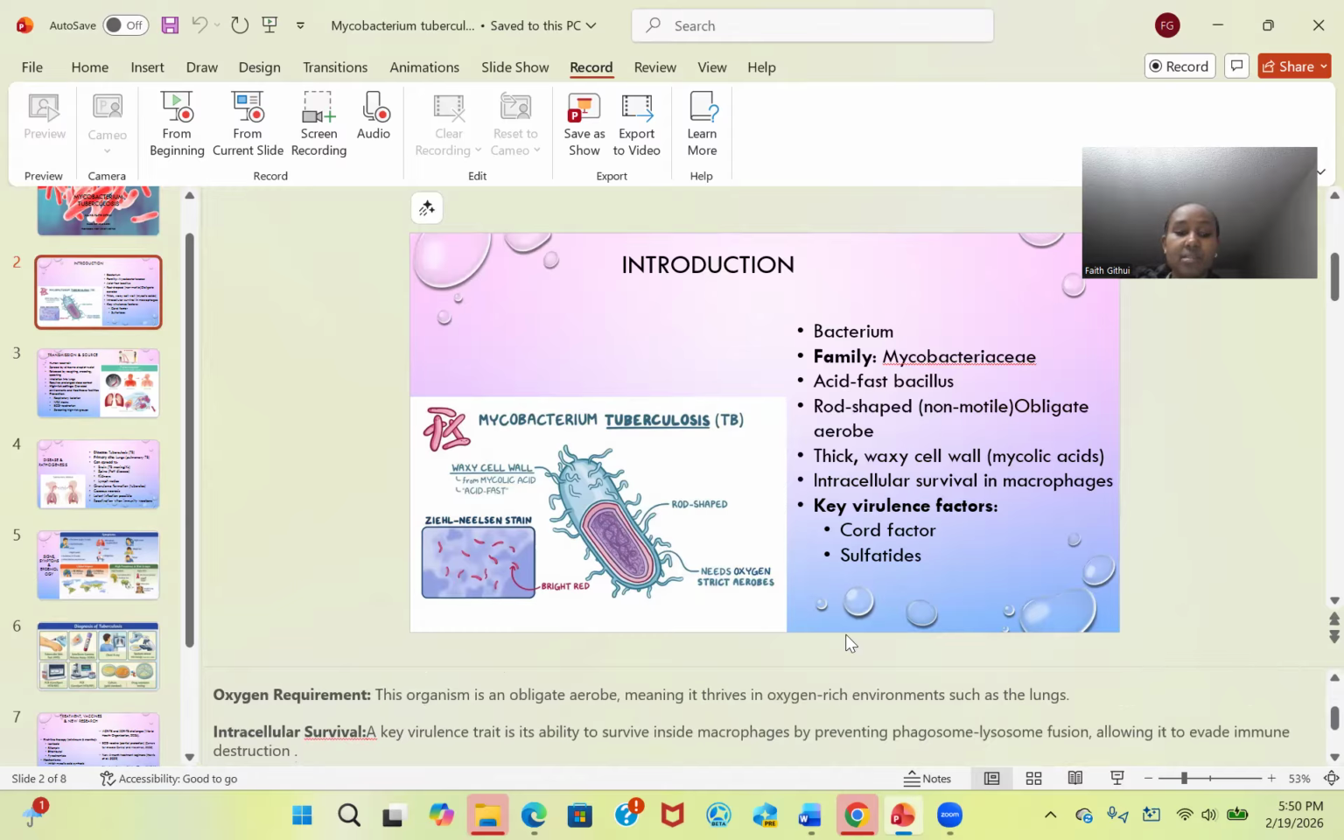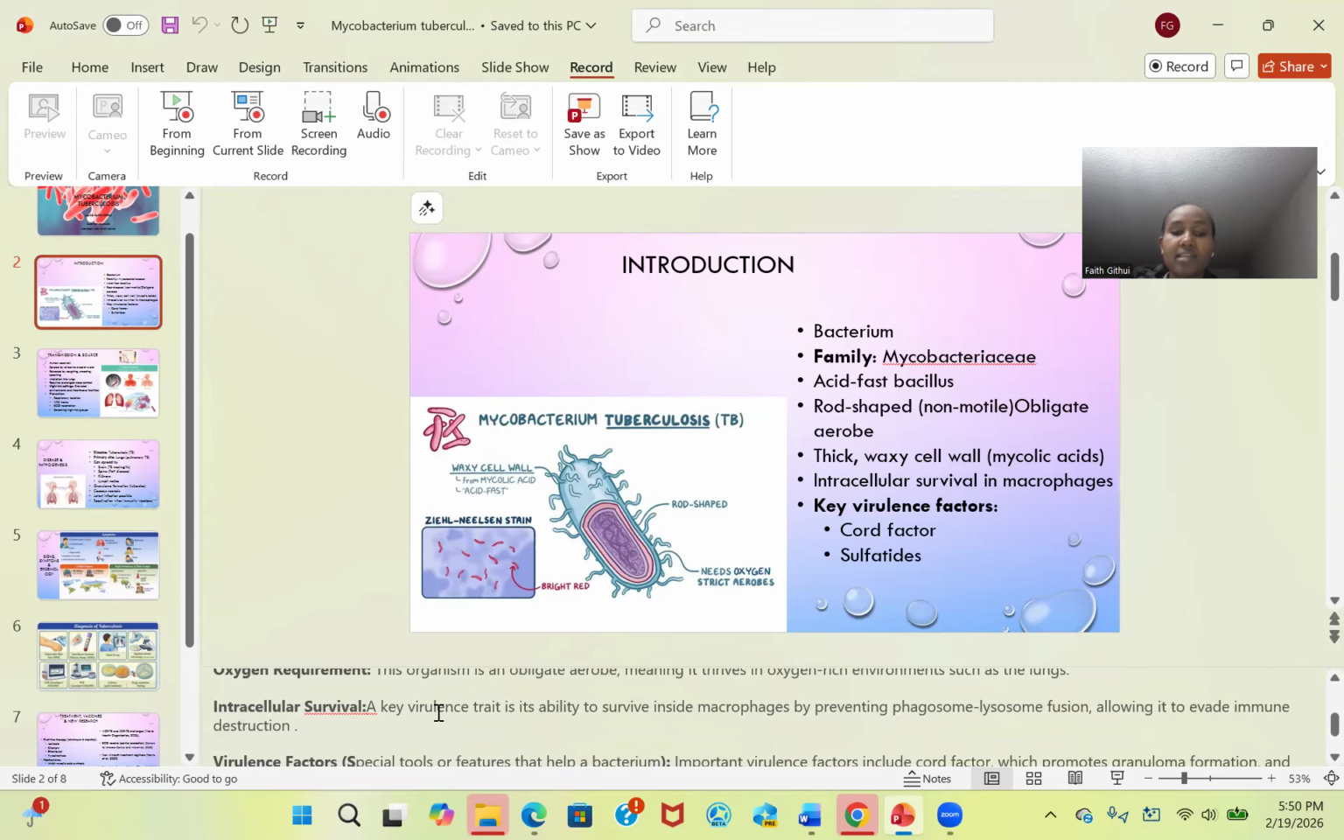Oxygen requirement. This organism thrives in oxygen-rich environments such as the lungs. A key trait is its ability to survive inside macrophages by preventing phagosome-lysosome fusion, allowing it to evade immune destruction.